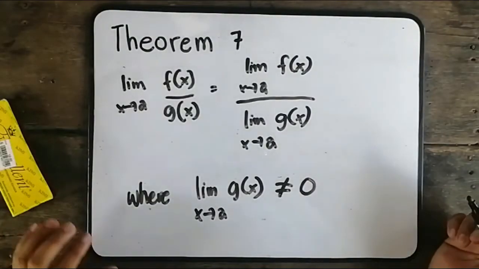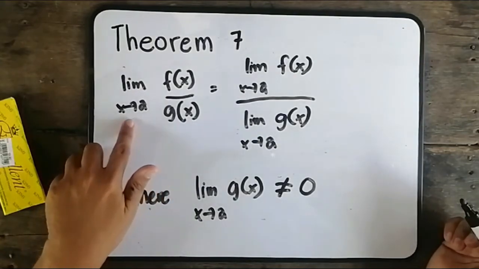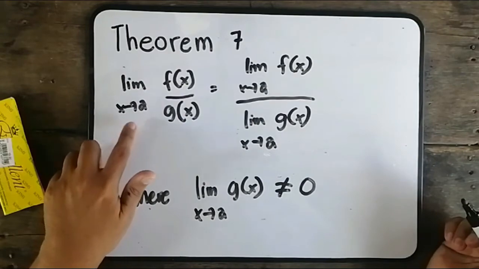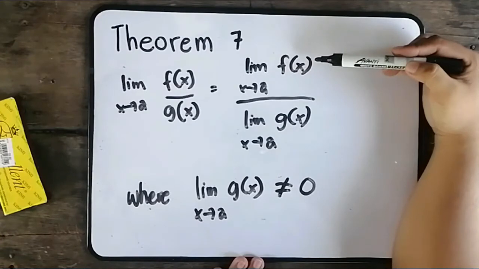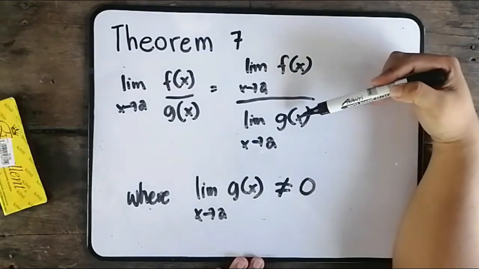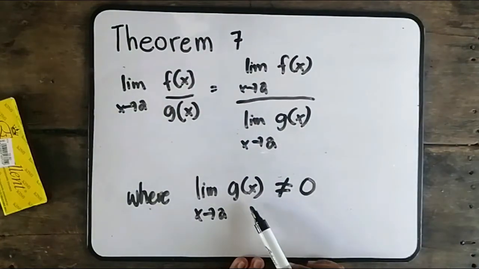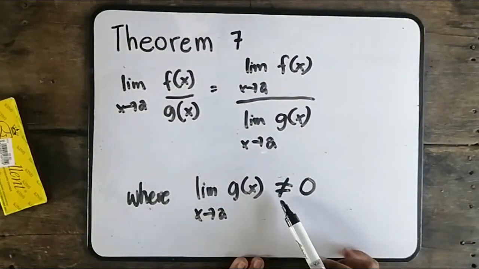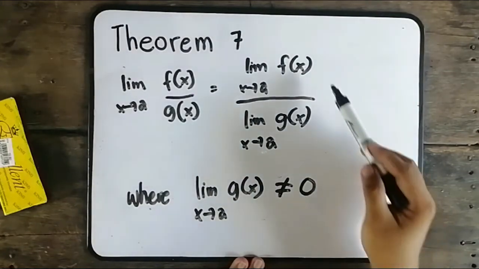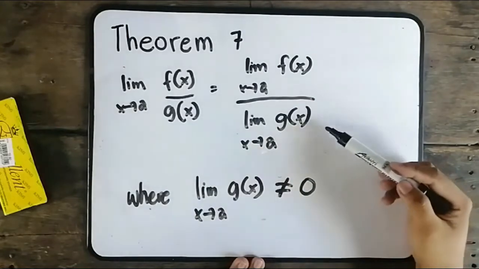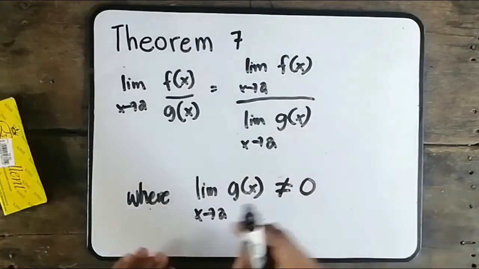Limit theorem states that the limit of a quotient as x approaches a is actually equal to the quotient of their limits. Okay? So, pwede pa nating paghiwalayin ito. Limit ng f of x over limit ng g of x. However, dapat yung limit ng g of x natin as x approaches a should not be equal to 0. Okay? So, pwede natin itong gamitin basta yung nasa denominator natin, yung limit niya dapat hindi 0.